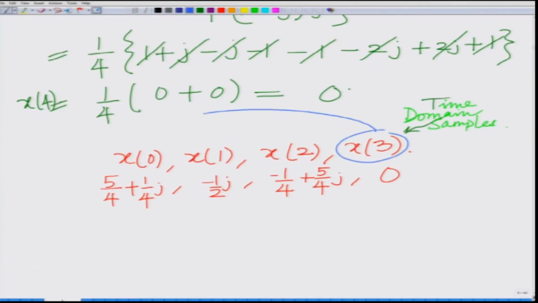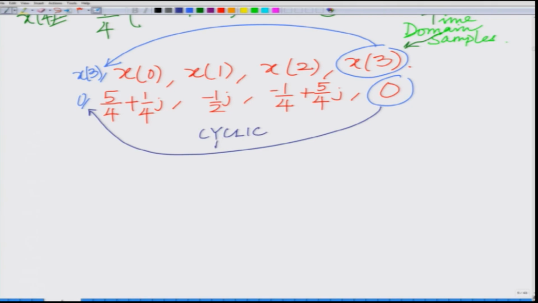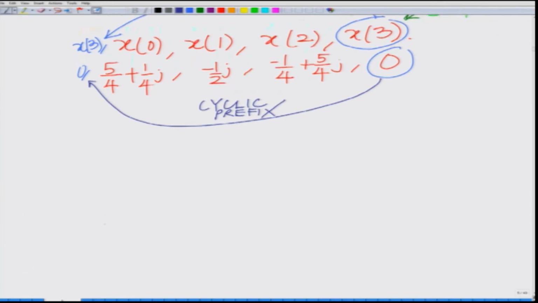Now, the next step is of course adding the cyclic prefix, that is, I take one sample. Typically it is not one sample, but for this example one sample is enough, where I take the sample from the tail of this block of samples and repeat it, or prefix it, at the head. This is known as the cyclic prefix. For instance, here I am going to take this x3, which is 0, and repeat this 0 over here. So, this is what we said is the cyclic prefix.